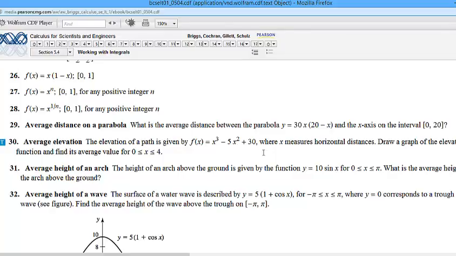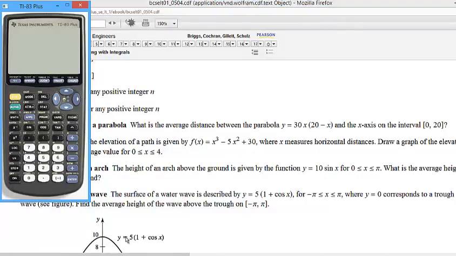well, let's see. I need to integrate. First of all, I have to do 1 over b minus a. So that's 1 over 4 minus 0, because 0 and 4 are the endpoints of my integral, right? 0 and 4, let me get that calculator back up there, are the endpoints on my picture, right? So I do 1 over 4 minus 0, integral 0 to 4, and I have to write down this x cubed minus 5x squared plus 30.